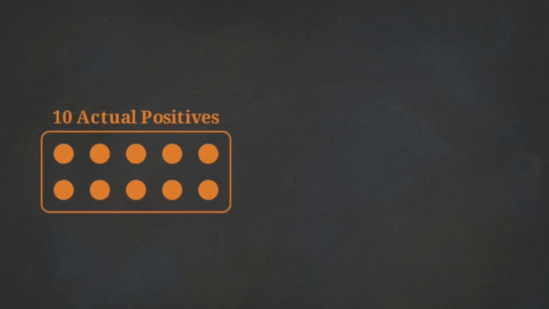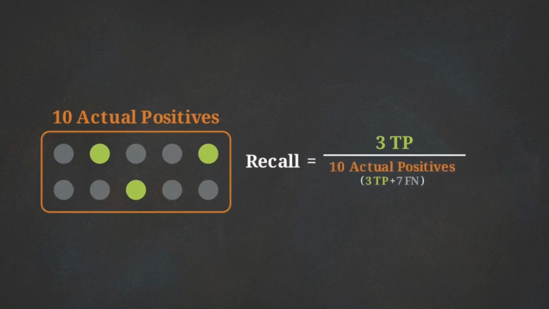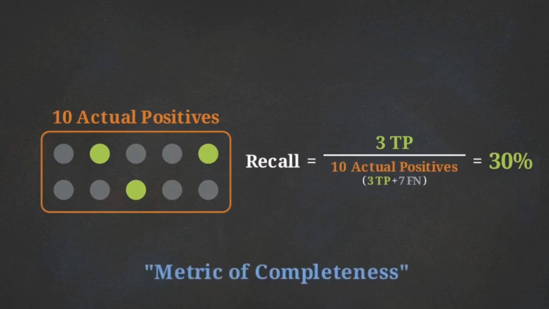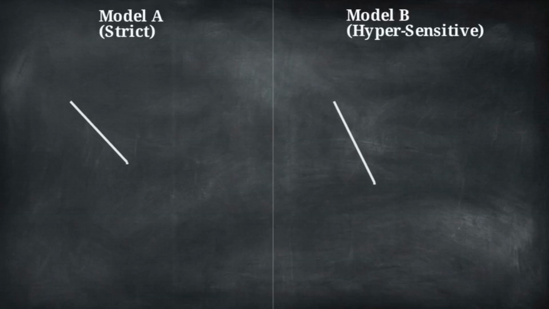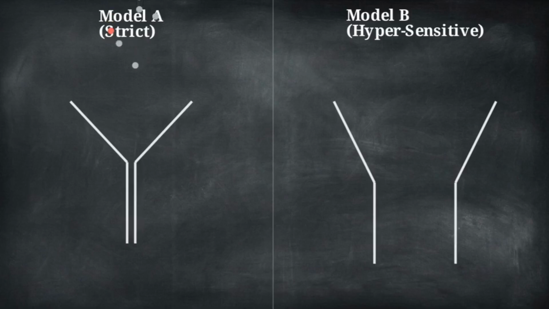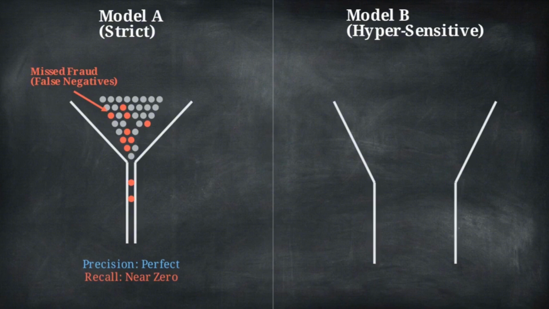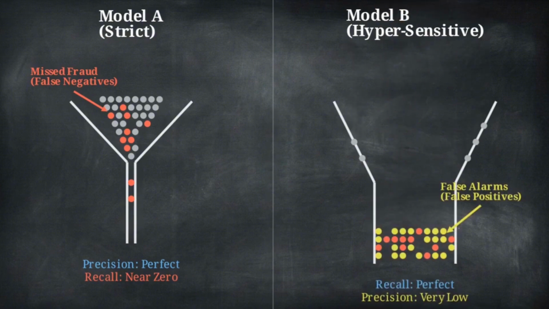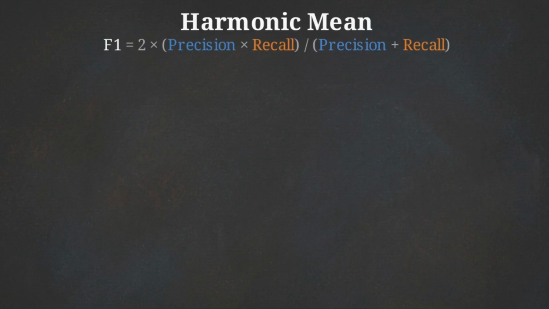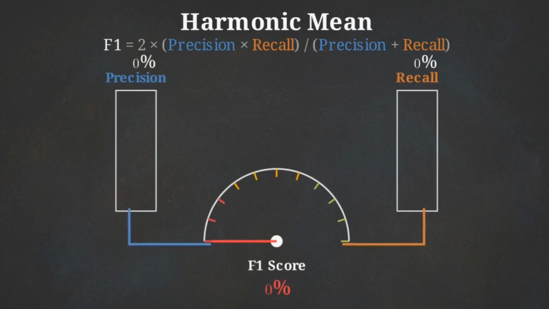Splitting evaluation into precision and recall prevents a model from hiding. It can no longer mask a terrible detection rate behind the massive sheer volume of the majority class. Isolating these metrics creates a constant trade-off. Model A is extremely strict, yielding perfect precision but missing nearly all actual fraud. Model B is hypersensitive, achieving perfect recall but destroying trustworthiness with a massive pile of false alarms. To find the middle ground, data scientists use the F1 score.